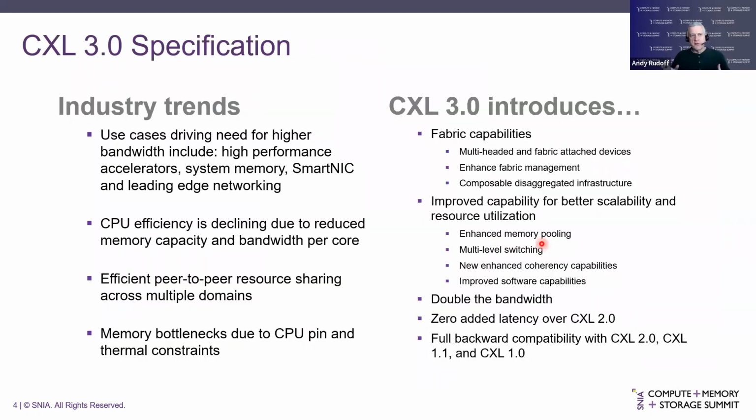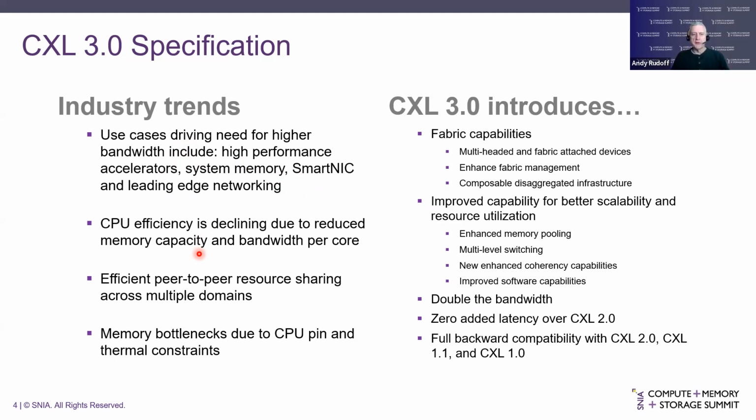The trends in the industry have really influenced what went into the CXL 3.0 specification. For example, these use cases are driving a need for higher bandwidth, like high performance accelerators or system memory or smart NICs, or this idea that there's this explosion of cores. Every CPU socket has a lot more cores these days, and those cores are memory hungry, but with differing memory requirements. And so it's less efficient to just have a static amount of memory for each one of those cores.